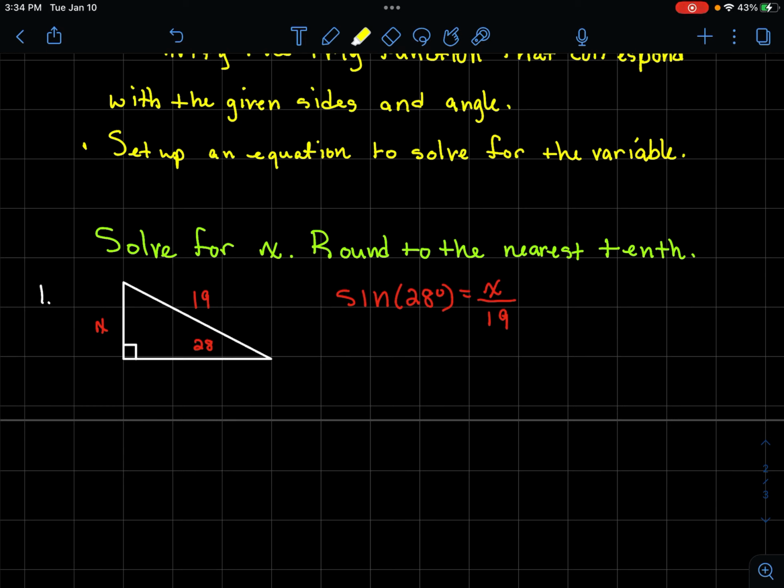How do we get the x by itself? Well, we're going to do that by multiplying both sides by 19, which gives us the equation 19 times the sine of 28 degrees. Here we go to our calculator. We'll type in 19 times the sine of 28 degrees, which will spit out the value of 8.9. So the length of that leg, opposite of 28 degrees, is a value of 8.9 rounded to the nearest tenth.